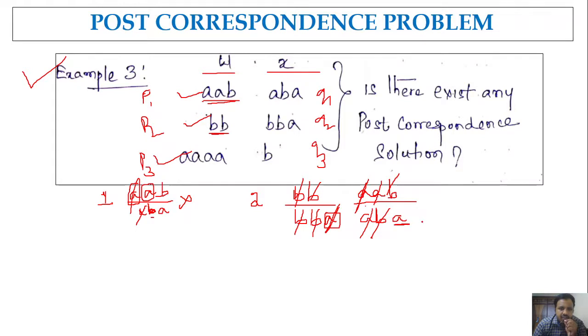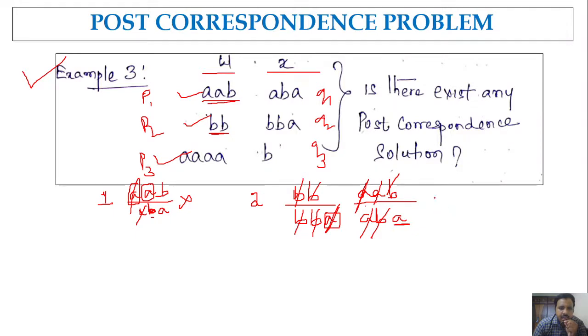So what can we do? We have to start with A. So if we select 4 A's, that means if we select the sequence as 3, what will happen? You will get 4 A's in the numerator part and 1 B in the denominator part, which makes the strings unequal. So the strings will not be equal, right? So we could not select the sequence 3.